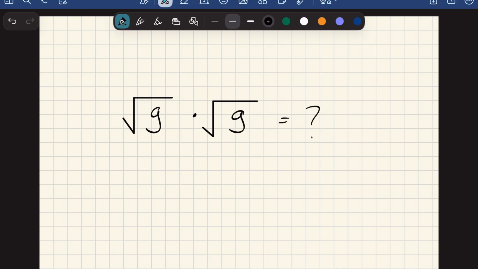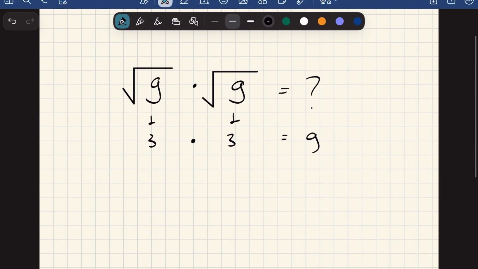Now, I believe a lot of people would be inclined to take the square root directly. So square root of 9 is 3 times square root of 9, which is also 3. And when we multiply these two values, we get 9. But now what do we notice? We notice that square root 9 times square root 9 is equal to 9.